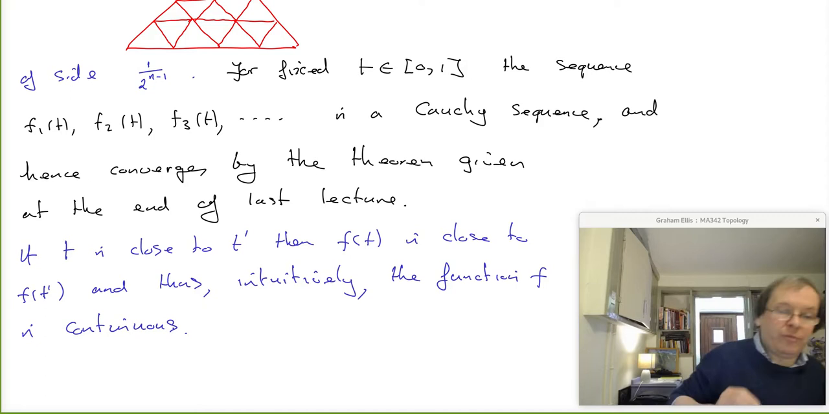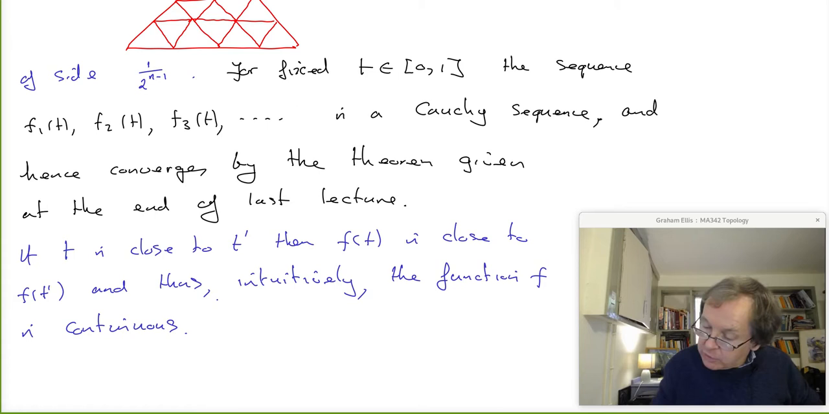A good exercise, and not particularly difficult, is to translate this intuitive idea into a formal proof of continuity by checking that the pre-image of every open set is open, but you can do that as well. So it's not difficult to convert this to a rigorous argument.